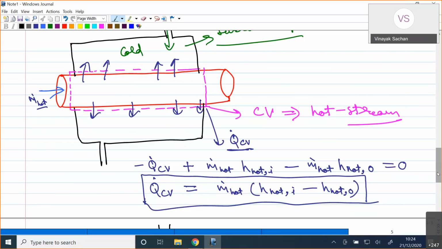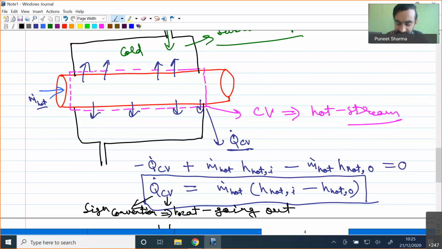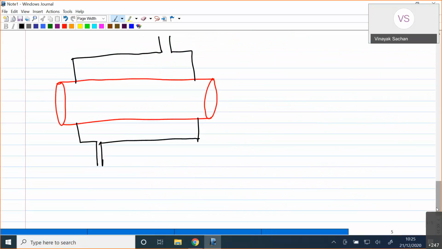But the final answer is positive in that case. It should be negative. No, the final answer has to be positive because we have already included our sign convention. We have already mentioned that our QCV is negative. So if we have already included the sign convention, it automatically says that whatever the QCV is, it is nothing but the heat going out of the system. So that's why we say that this heat is going out of the system.